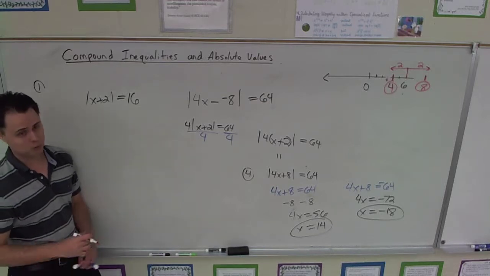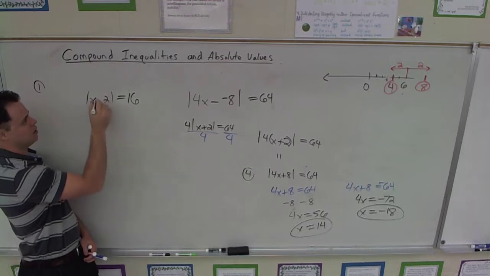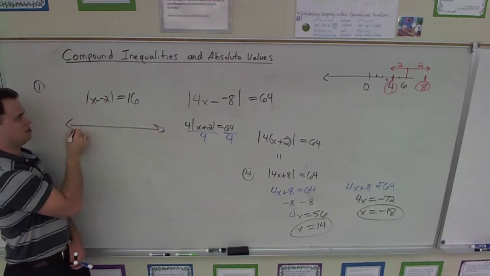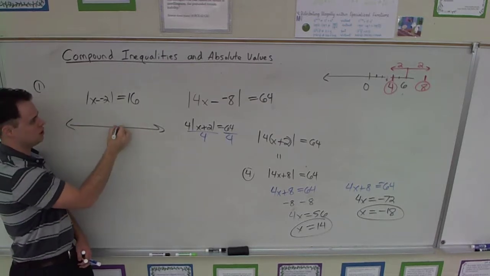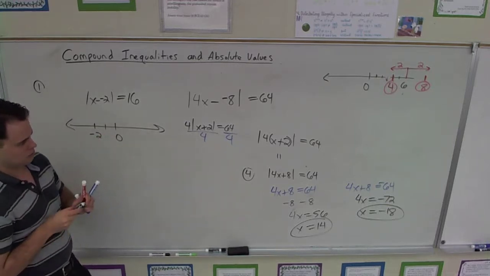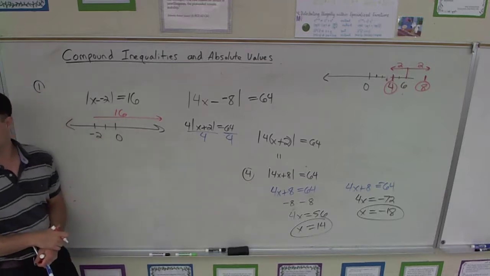Anyway, now we can totally see this. We're going to apply Glenna's strategy and go minus and minus. Draw it. This says the distance between x and negative 2 is 16. Here's negative 2. If I go 16 this way, where am I going to get to?